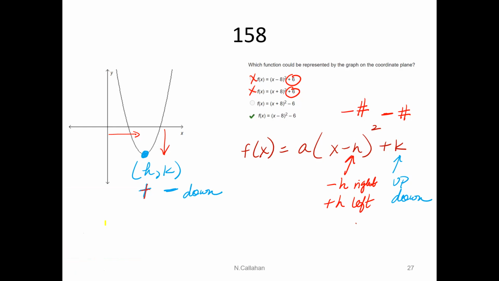So looking at your answer here, you have a positive 8 and a negative 8. Which one do you want? You want a negative h, so it has to be a negative number. So the only one that works is D as in dog, okay? That's the only one that works because it's x minus 8 squared minus 6, which means it's going 8 units to the right, 6 units down, which is exactly what you have here. 8 to the right, 6 down.